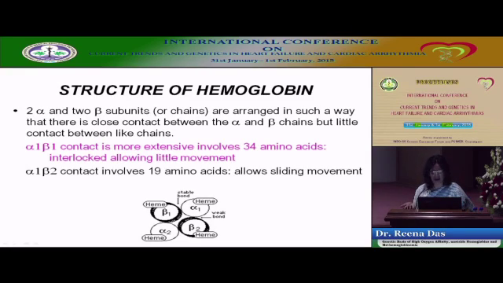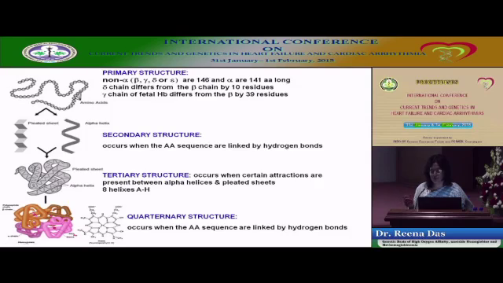However, on the other side, the alpha 1 and beta 2 contact involves only 19 amino acids, and there's a normal sliding movement which takes place when the oxygen comes and binds and is released. So this just tells you briefly about the primary structure. We know that very well.